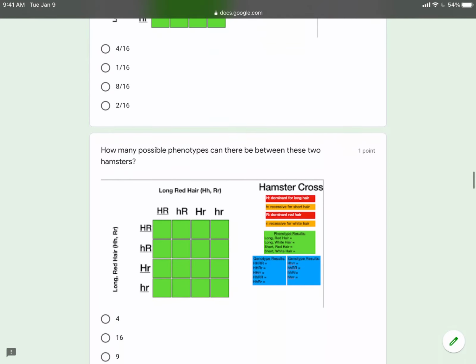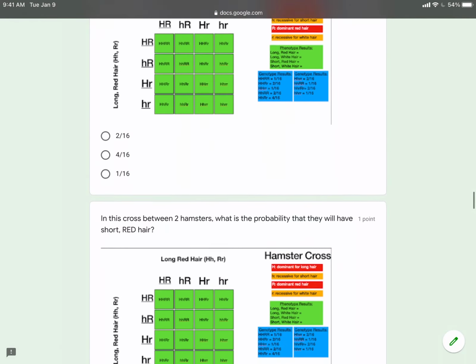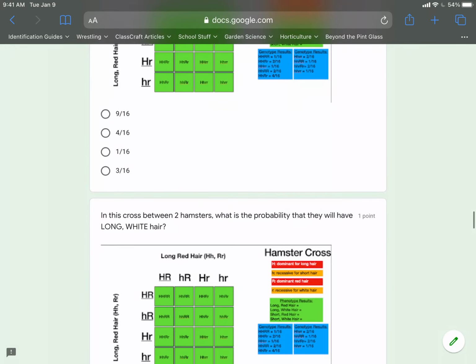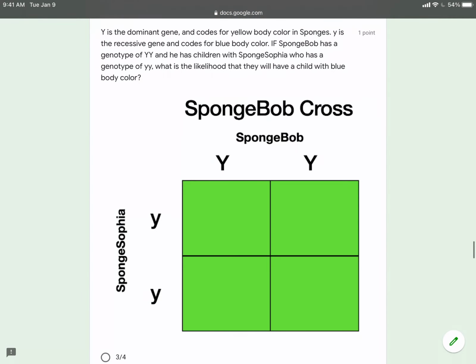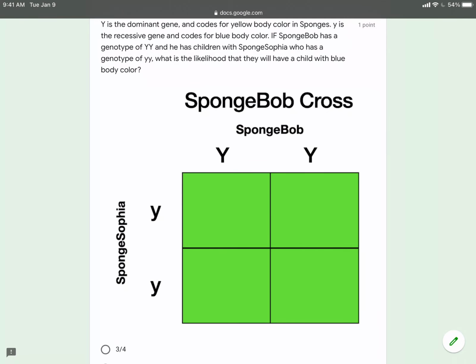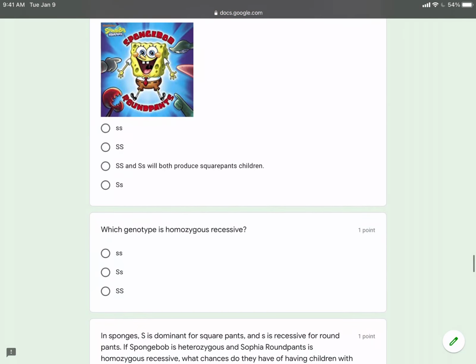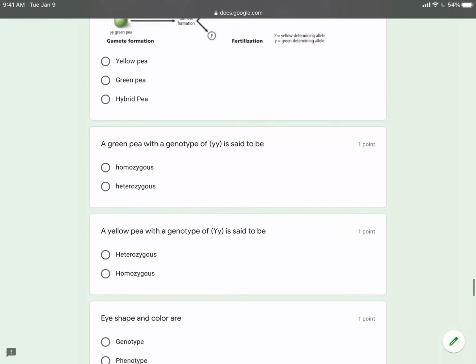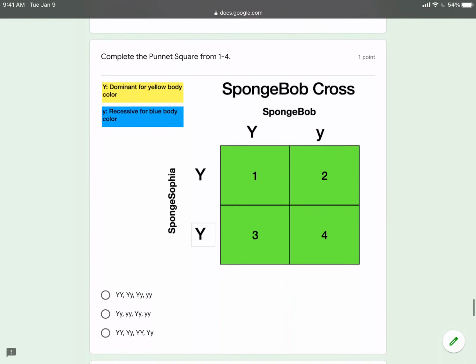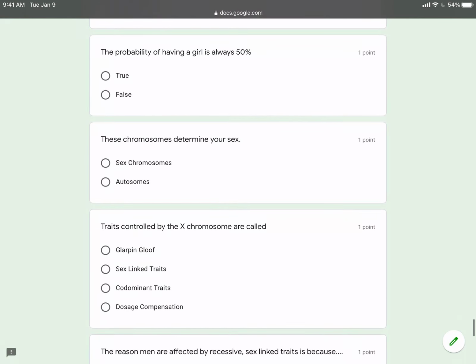Moving on, scrolling down, because this is all about that. Just remember, genotype is the genes, like the H's and the R's, and the phenotype is like long hair, short hair, red hair, blue eyes. It's the characteristic, okay? That's important to know. All right, swinging down. This should all be very easy for you, especially if you got the ones up top. So I'm not going to go over those. Easy stuff, easy stuff.